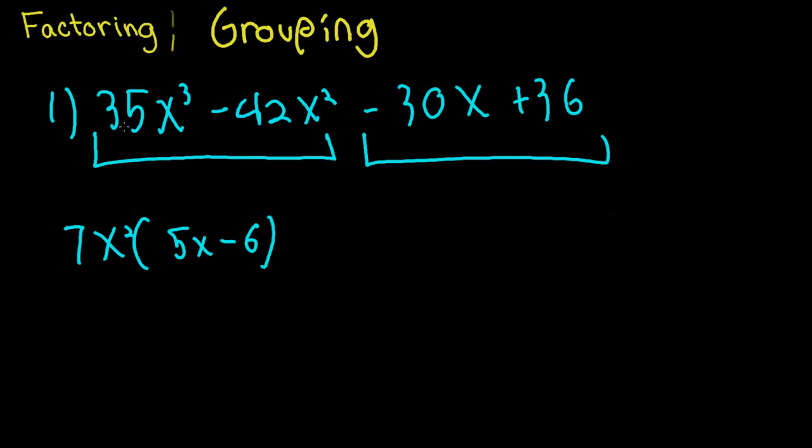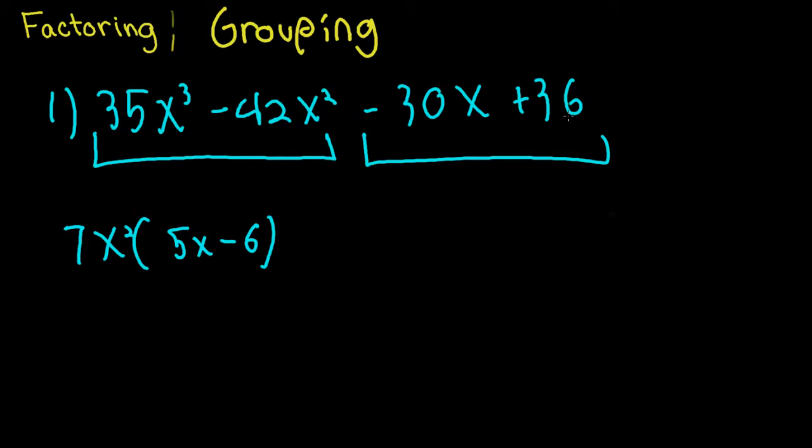35x cubed divided by 7x squared gets me 5x, and negative 42x squared divided by 7x squared will get me negative 6.